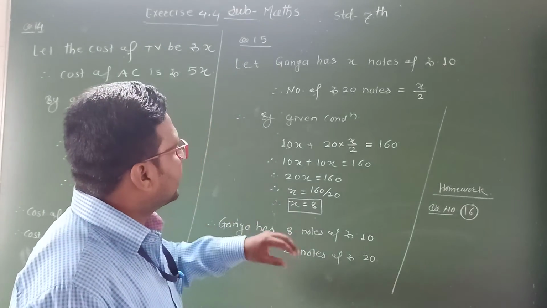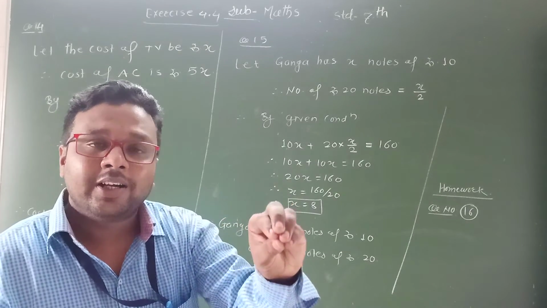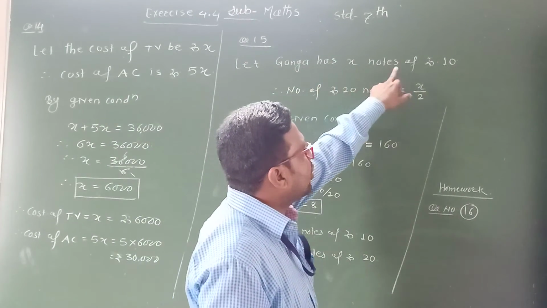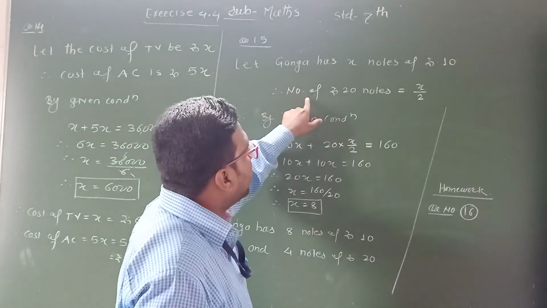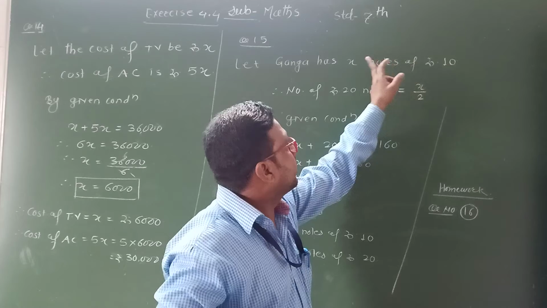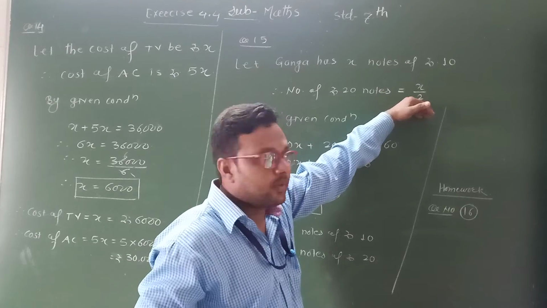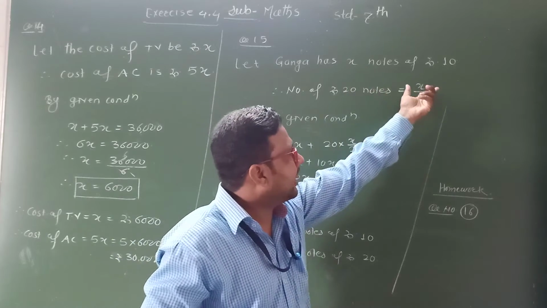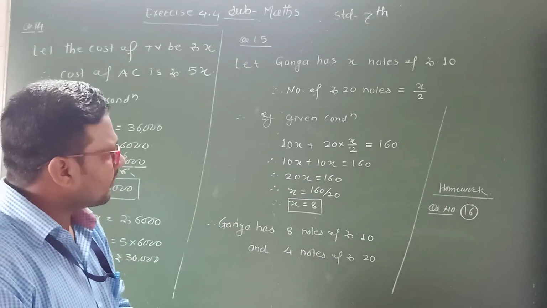Therefore here we consider, now see, the number of 20 rupees notes is given in terms of the number of 10 rupees notes. Therefore we write, let Ganga have x notes of rupees 10. Clear? And therefore the number of rupees 20 notes is equal to half the number of notes of rupees 10. Therefore here we write x upon 2. 10 rupees notes: how many? x. 20 rupees notes: half of that. Therefore here we get x upon 2. Clear?